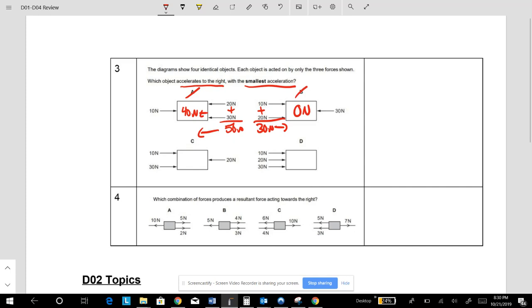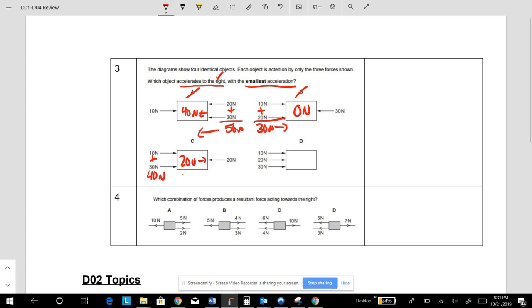C, I have 10 and 30 to the right and 20 to the left. So if I add these two together, I have 40 newtons. This one is 20. So my overall force is 20 newtons to the right. D. So this one's still, as you guys can see with C, it actually accelerates to the right. So this is still one of my options. I'm just trying to see if it has the smallest acceleration. So we've already met one checkpoint with that. It's to the right. Now we just need to make sure it's the smallest out of all of our options.